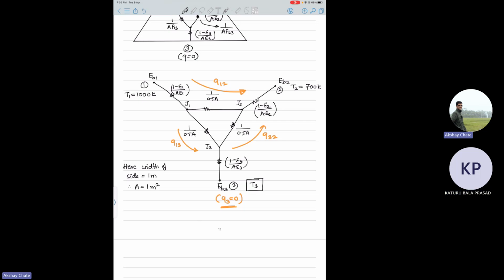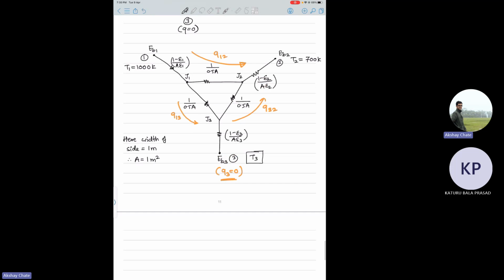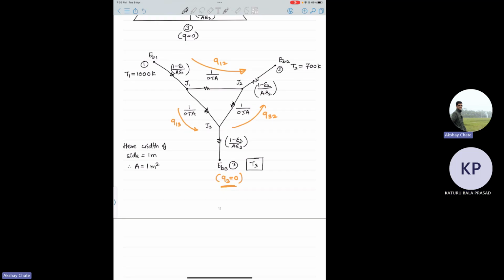Okay. So I hope you understood so far what we are doing. Yes, sir. Yeah. So now the thing is, in any case, we'll assume T3 as some temperature. But one more doubt, sir. Is there any chance of heat flowing from 2 to 3 also?